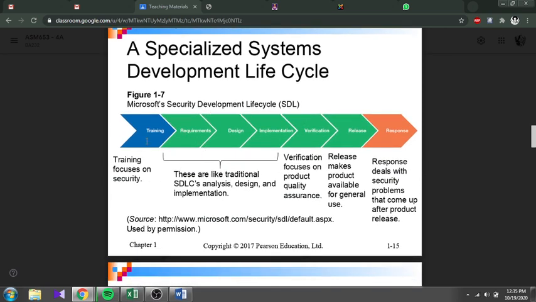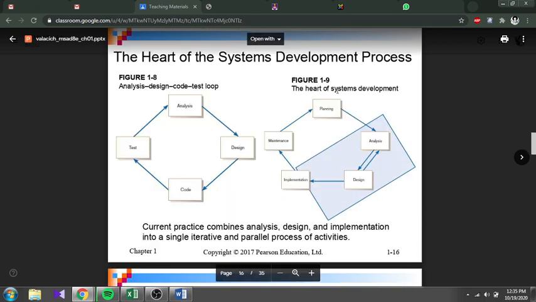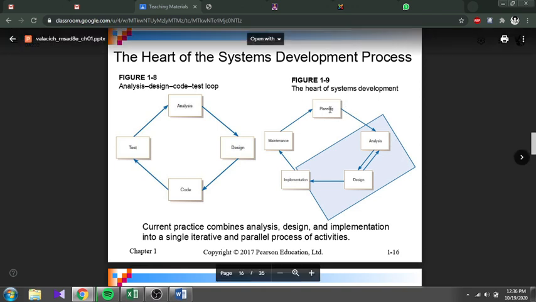Okay, after that this one is an example of the Microsoft security development lifecycle. Okay, they are more on the training, and then this one is the traditional SDLC. After that the verification and the release and the response, like feedback, in the maintenance stage process. Mostly in the system development process we focus on analysis and design, but later in our next chapters 2, 3, 4, 5 and the rest we will look at them one by one.